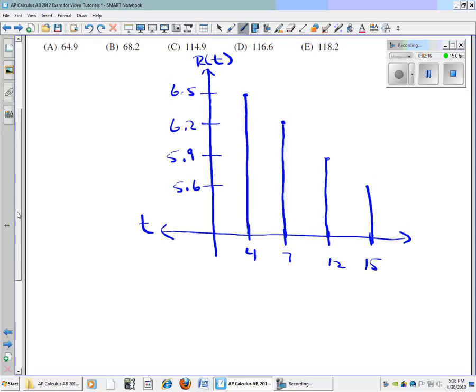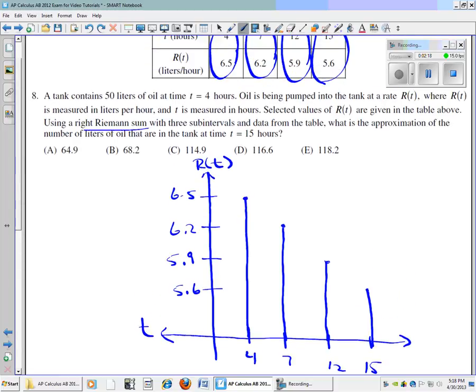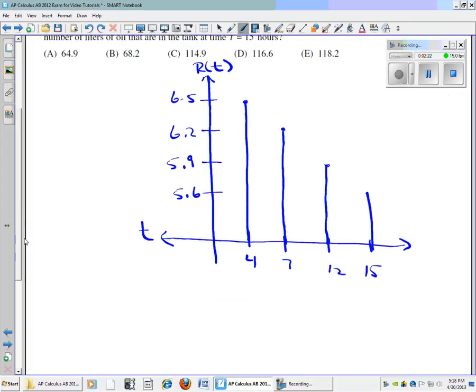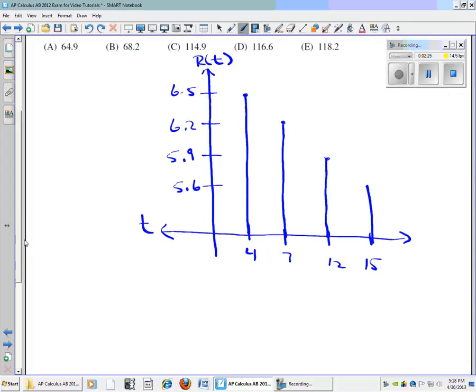And it says we're using a right Riemann sum with 3 subintervals. So we're going to start on the right-hand side and go left. So use your point on the right and go left. We're making a rectangle. Again, start on the right and go left. But remember it said there were 3 subintervals. So there's my 3 intervals.